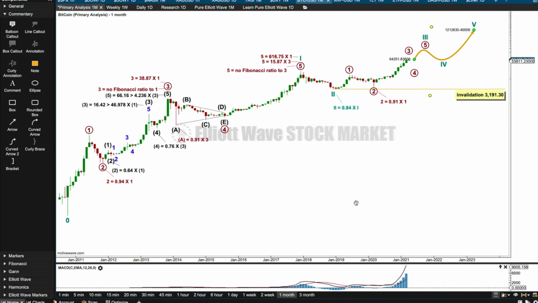I've got a lot of notations on this chart, and I've been using these notations to play around with different calculations, trying to figure out some targets for Bitcoin. This is a really, really tough market to figure out where this bubble is going to reach.